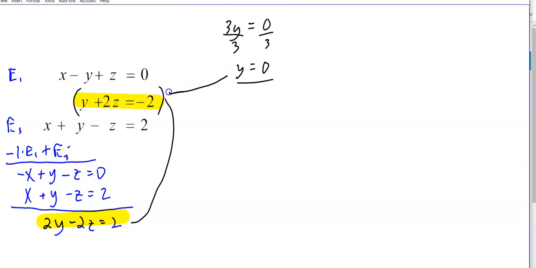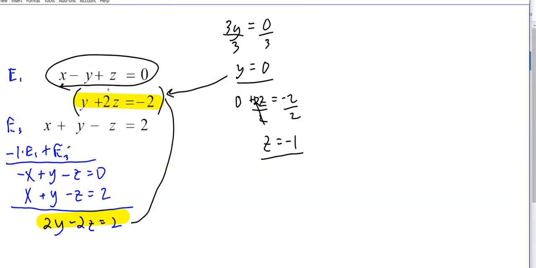I'll plug that back into this, see what I get here. So this will be 0 plus 2z, 2z equals -2. So divide by 2, divide by 2, get z equals -1. 2/3 of the way there. Plug back into maybe this equation. If we do that, we don't know x, it'd be x minus 0 plus -1 equals 0. So x equals 1. Okay, so my solution is 1, comma, 0, comma, -1.